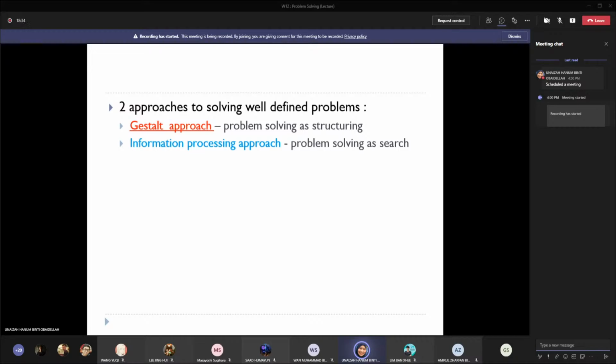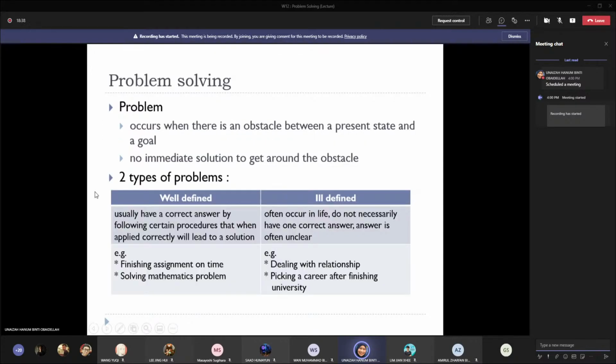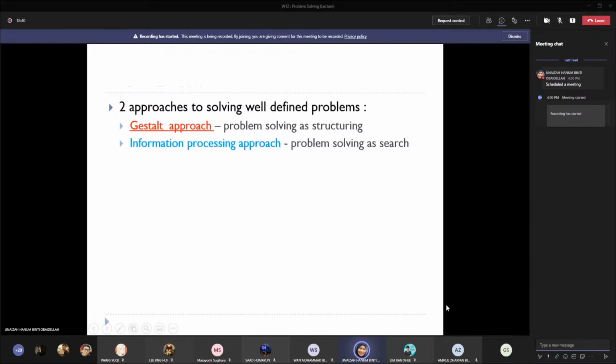And what we want to look at now is the approach we have to solve these well-defined problems, right? So the first is called Gestalt approach, and another one is information processing approach. So we will first look at this Gestalt approach. So we have learned about Gestalt principle.